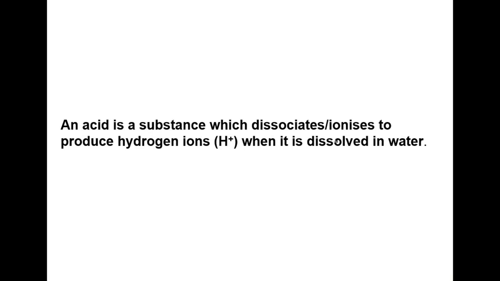So let's move on to the topic proper. Quick definition of an acid: a substance which dissociates or ionizes to produce hydrogen ions when in water. Take note, there are 3 key points here: 1, 2, 3. Without writing any of these key points, you do not have the marks for the definition of an acid.